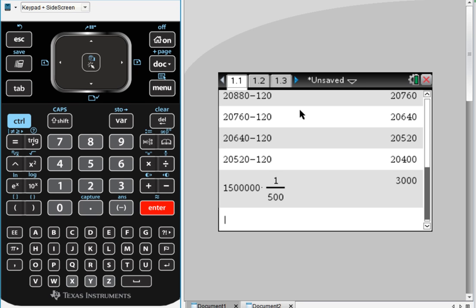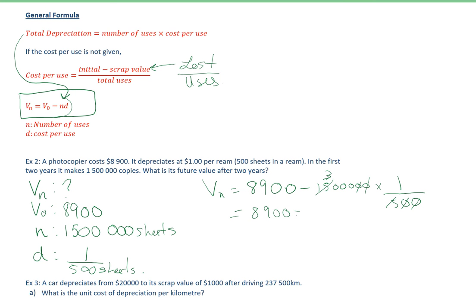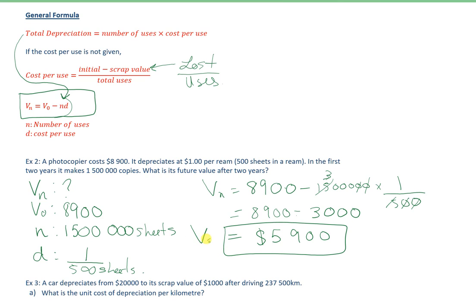Okay, to get 3,000. Either way is fine. So I get that I lose $3,000. So it's worth $5,900 still at the end of those 2 years. Okay. So again, really important that you're aware of units, because this was per ream. I had to convert my rate not to just $1, but $1 per 500 to make those the same unit.